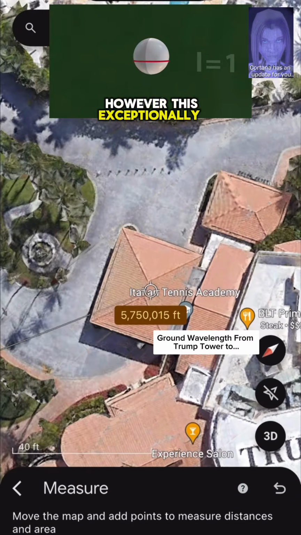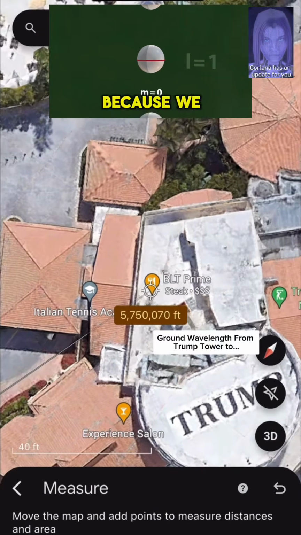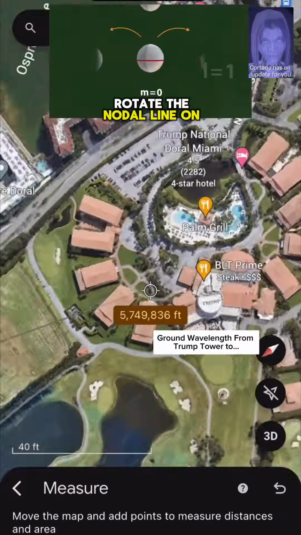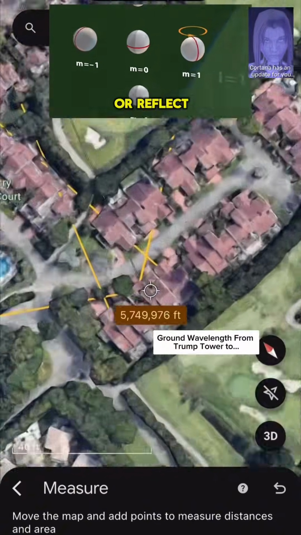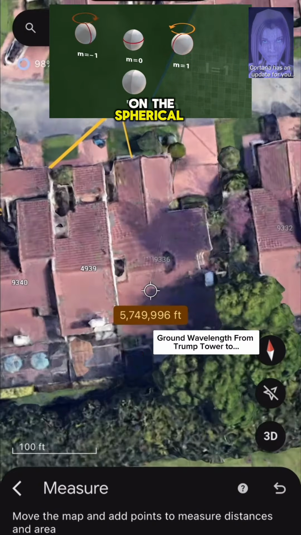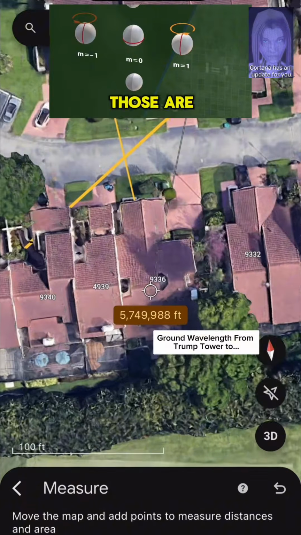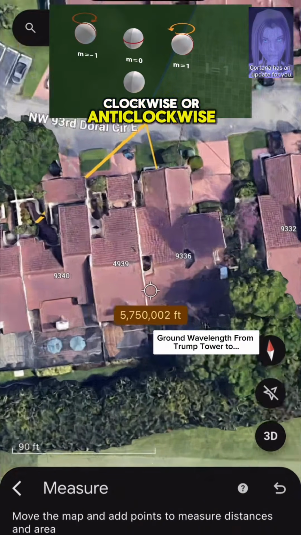However, this exceptionally symmetrical vibration does not reveal the full range of possibilities, because we can also rotate the nodal line on the sphere. Let's rotate that nodal line to the right, or reflect it to the left. There are now two new modes of vibration on the spherical surface with one nodal line. Those are vibrations with an azimuthal nodal line that is rotating clockwise or anti-clockwise.